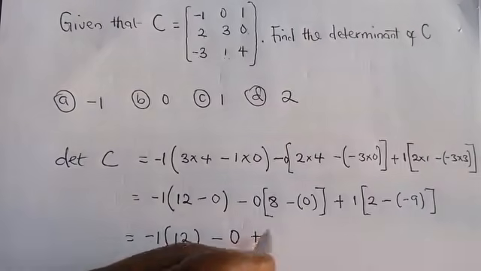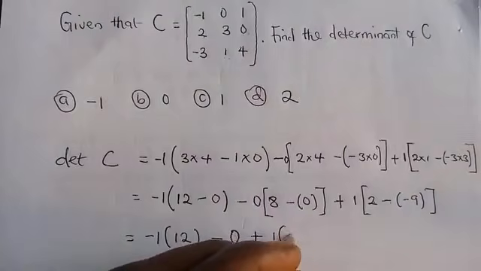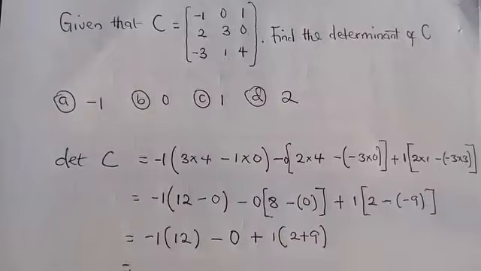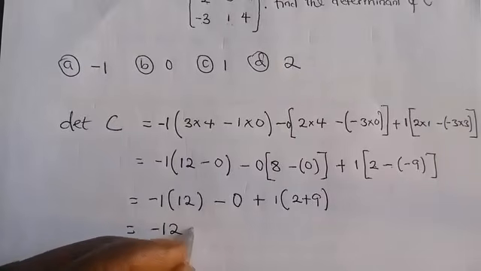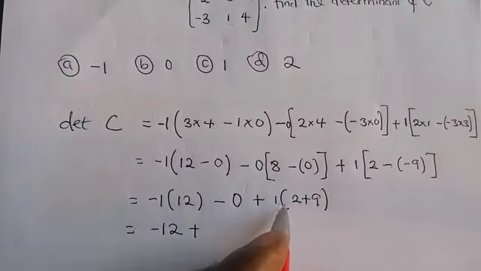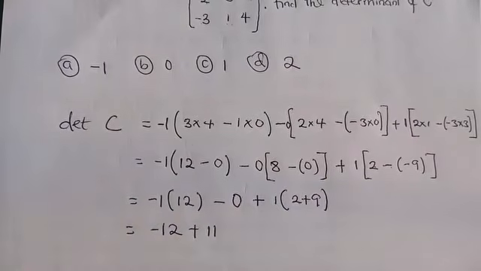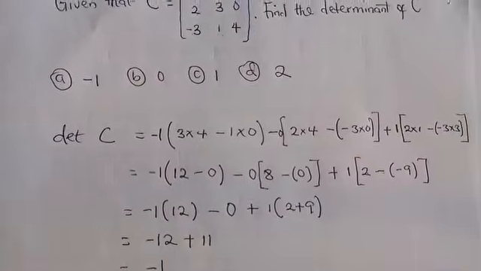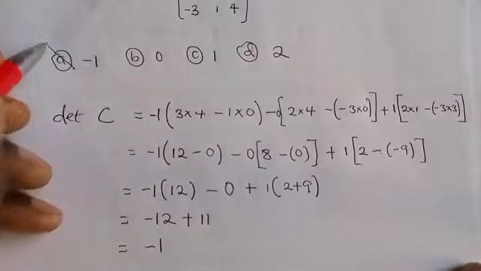Then plus 1 into 2 minus 9 is 2 plus 9. That's equal to minus 1 times 12, we have minus 12, plus 2 plus 9 is 11. 11 times 1, we have 11. So we have 12 plus 11, and that's equal to minus 1. With this, the correct option here is option A.